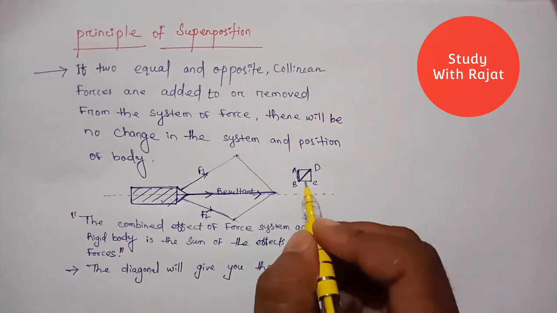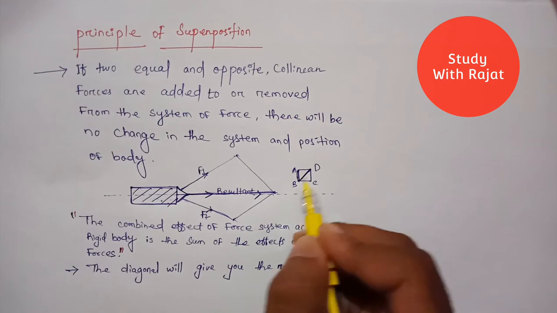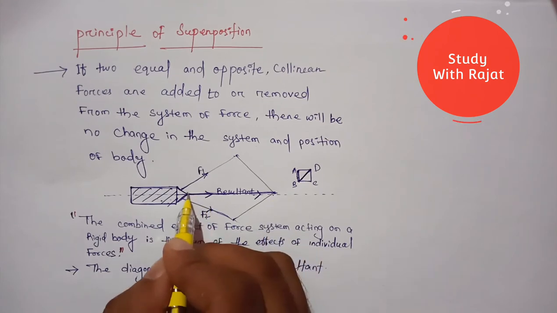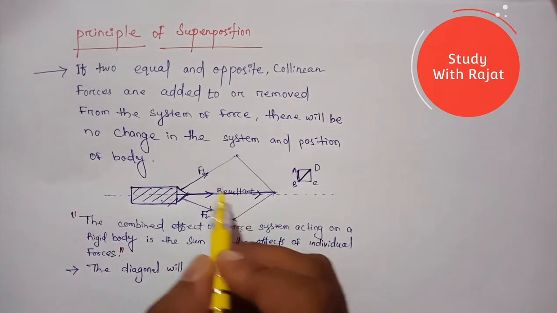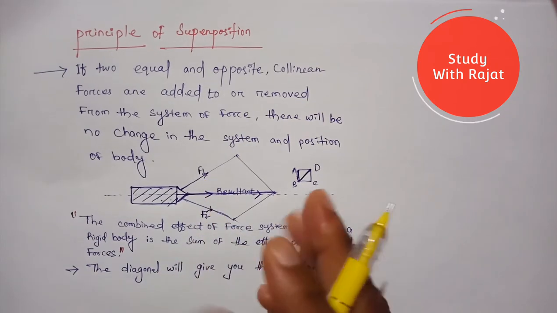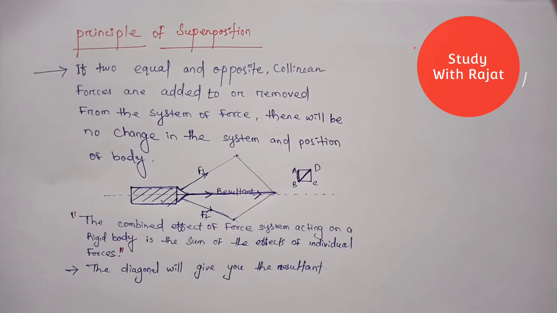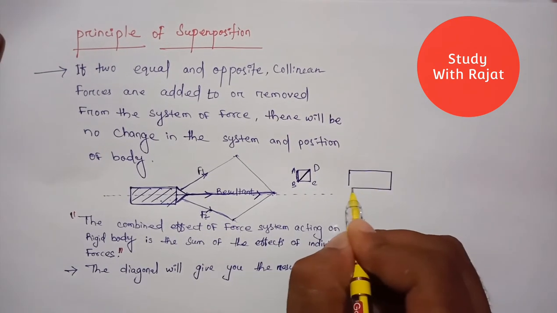Here in this figure you will see ABCD is a square. BD is the diagonal of this square. Here is also a diagonal. This diagonal is represented as the resultant. So we can say this F1 and F2 force are combined into a single force known as the resultant force.